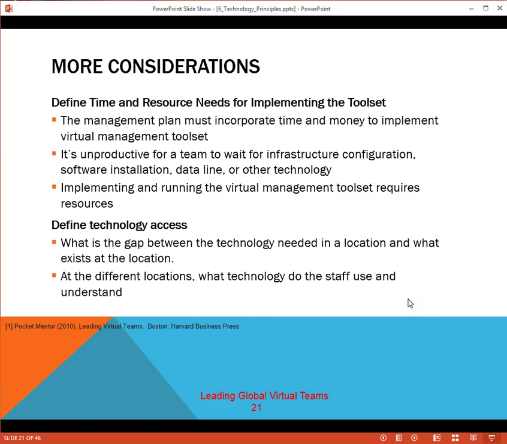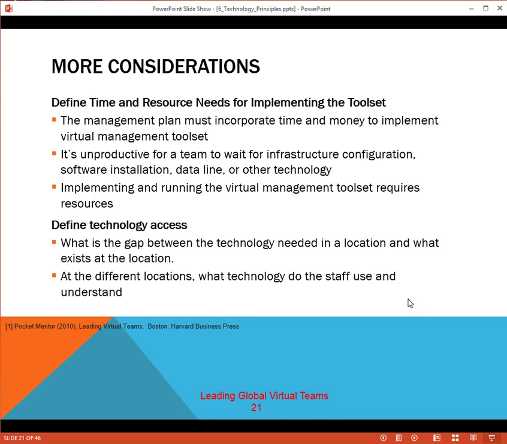So some more considerations. Define your time and resource needs for implementing the tool set. Your management plan must incorporate time and money to implement the virtual management tool set. You can't ignore it. You have to put it into your core plans. It's unproductive for a team to wait for the infrastructure, configuration, software installation, data line, or other technology you need for your collaboration tool infrastructure. Implementing and running the virtual management tool set requires resources, so you have to plan for that.